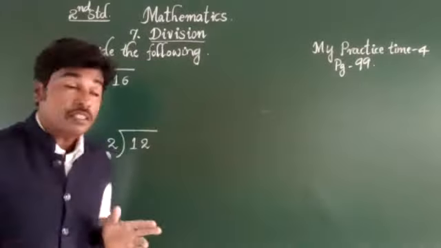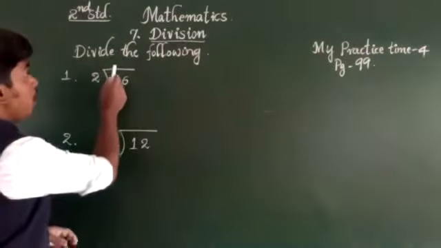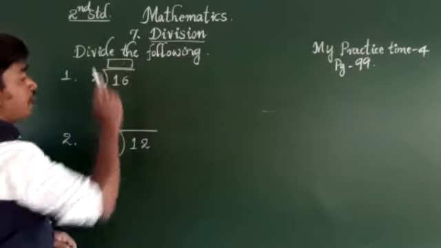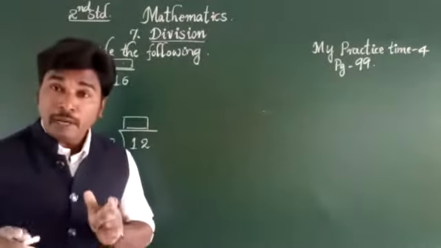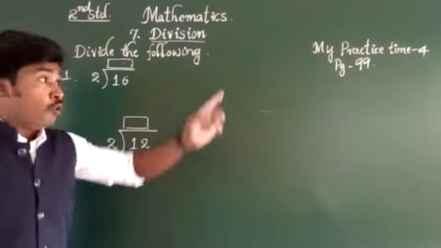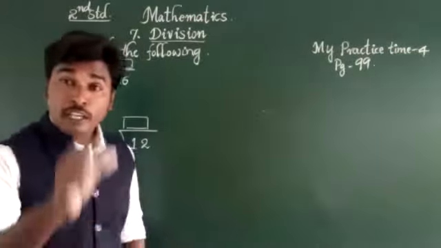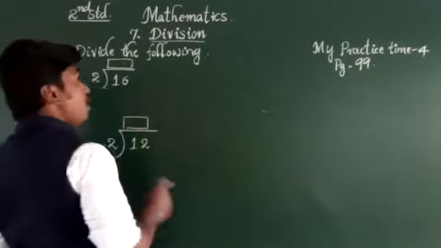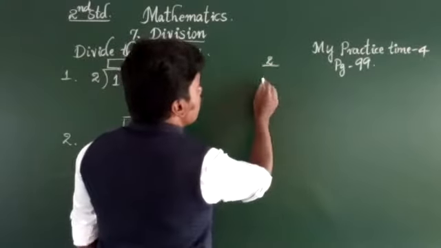Here what is the divisor? 2 is the divisor, 16 is the dividend, and the answer obtained you should write above the line. Before that, write the multiplication table of the divisor. Whatever divisor they give, you write the table in your notebook on the right side. They have given a horizontal book. In the horizontal book, on the right side, you write the multiplication table of the divisor. Here they have given 2, so write the table of 2.